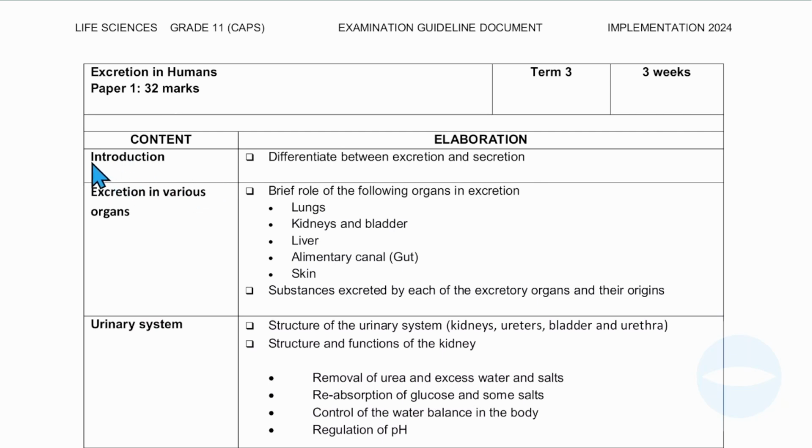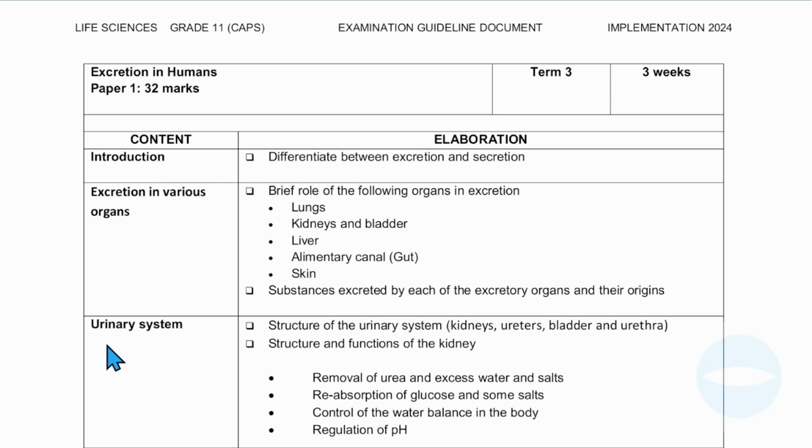Today we are looking at the introduction. In the introduction, we will elaborate on the difference between excretion and secretion. Then we will also be looking at excretion in various organs. We will brief the role of the following organs in excretion: lungs, kidneys and bladder, liver, alimentary canal, which is the gut, and the skin. I will also show you the substances excreted by each of the excretory organs and their origins. So stay tuned to see what those excretions are.